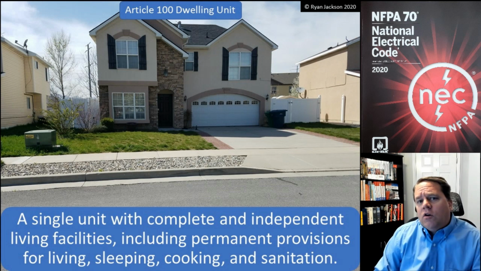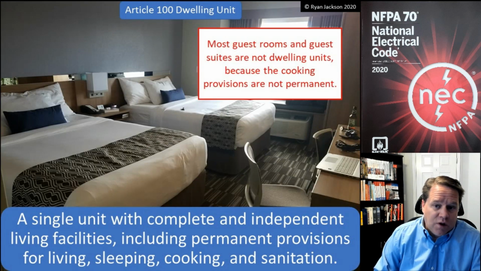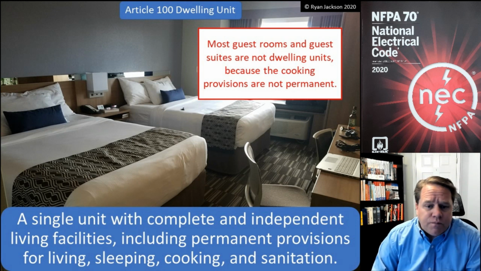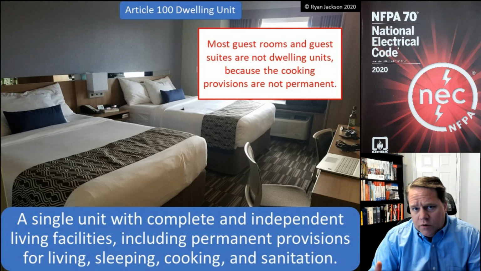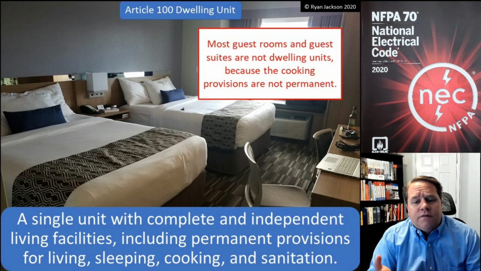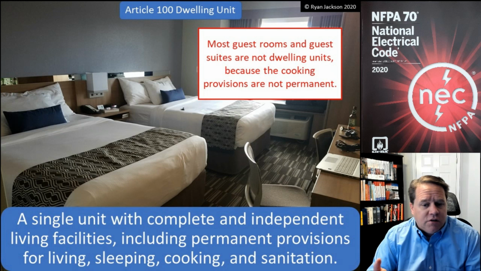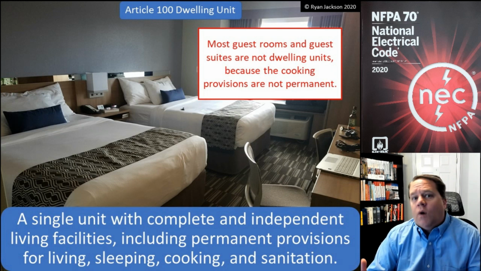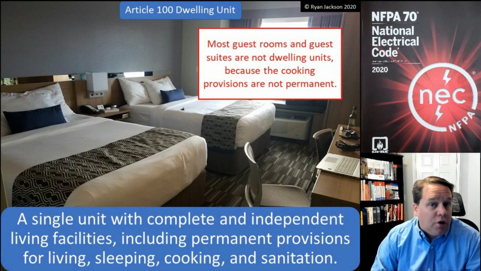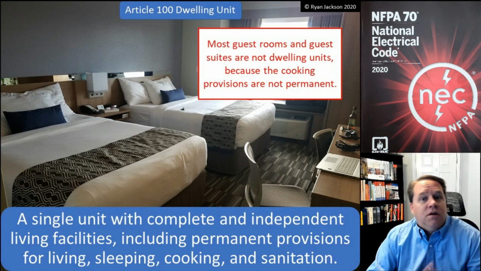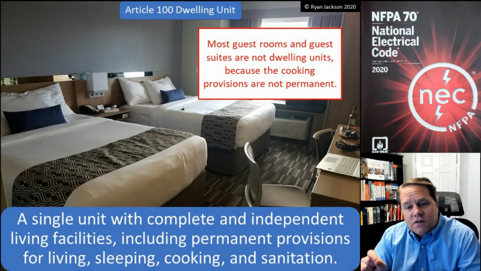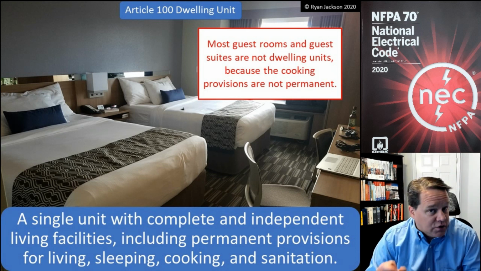What about a hotel or a motel? Are those considered dwelling units? Well, the answer is sometimes. Again, if you read the definition, does your hotel room or your motel room have complete and independent living facilities? Sure. Yeah, it's got a bed, it's got a place to watch TV and what have you. Does it have permanent provisions for living, sleeping? Yes and yes. Does it have permanent provisions for sanitation? Of course, it's going to have a bathroom. So really it boils down to this. Does it have permanent provisions for cooking?